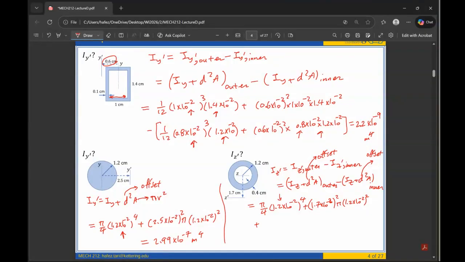So plus, that was all for outer. We want to switch to inner. So pi fourth r to the fourth for the inner, plus offset squared times pi the radius squared. So the radius of the inner, 0.4 is the thickness. So really I'm looking at this, which is 0.8. I put that also in here. And the offset is still 1.7. By the way, this is all subtracted. So we should subtract all of it.